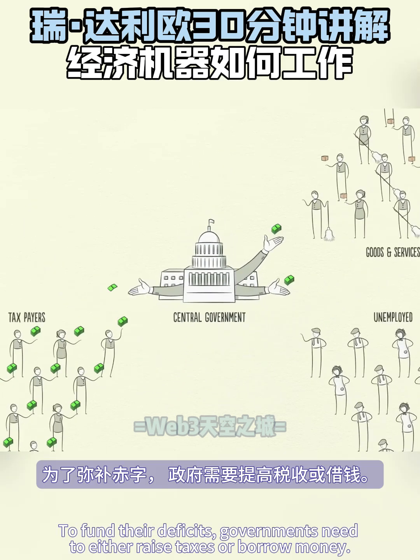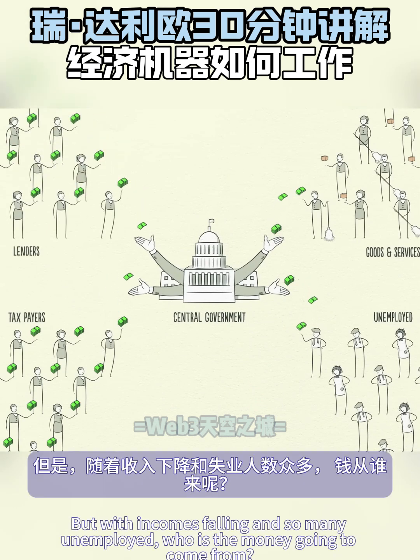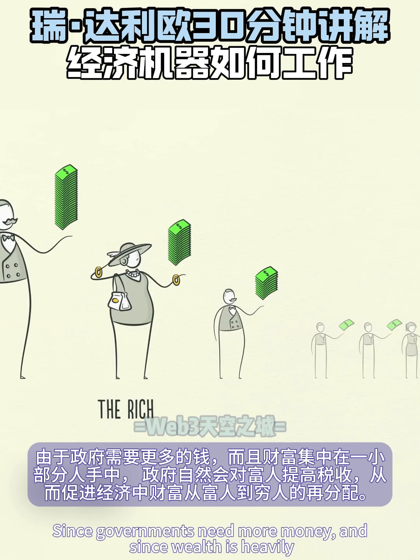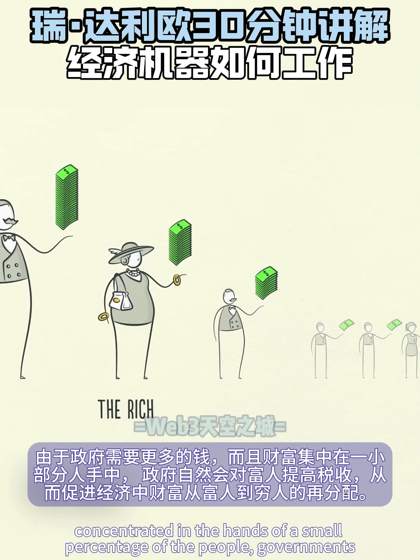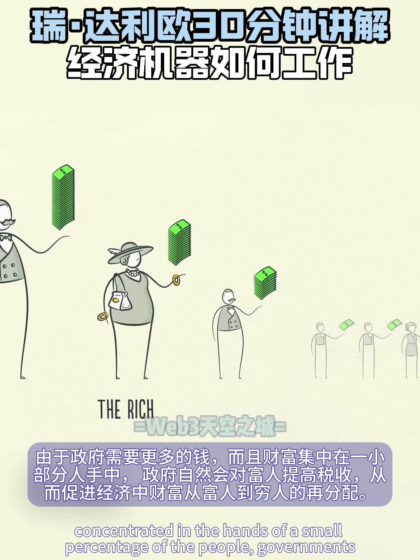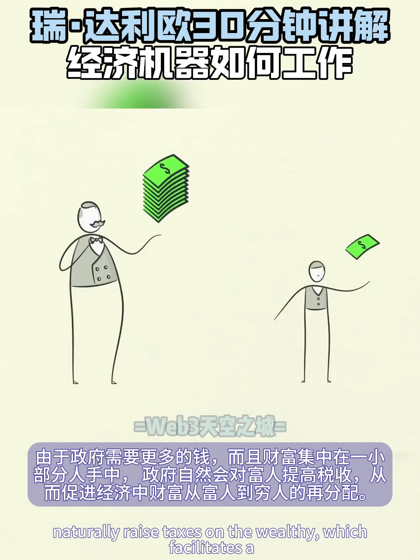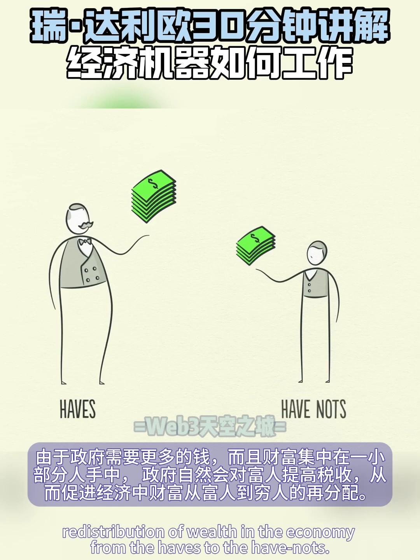To fund their deficits, governments need to either raise taxes or borrow money. But with incomes falling and so many unemployed, who is the money going to come from? The rich. Since governments need more money and since wealth is heavily concentrated in the hands of a small percentage of the people, governments naturally raise taxes on the wealthy, which facilitates a redistribution of wealth in the economy from the haves to the have-nots.